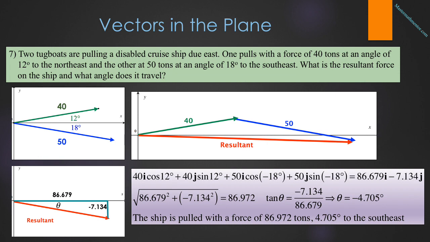If the two tugboats were pulling the ship directly east, they would be pulling with 90 tons. The fact that it's pulling with 86.972 means that it's only losing about 3 tons by pulling on these angles, which is not a great deal. However, 4.7 degrees to the southeast means that a correction will be needed at some point along the line.